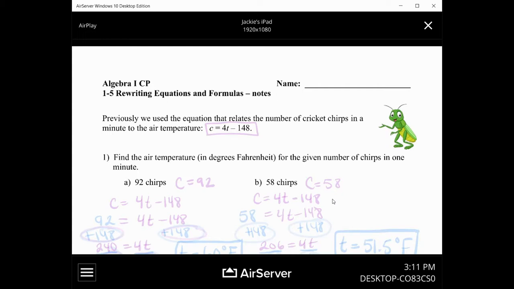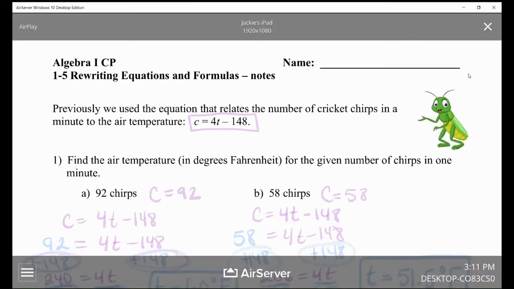These are the notes for 1-5, rewriting equations and formulas, otherwise known as literal equations or multivariable equations. Previously, we used the equation that relates the number of cricket chirps in a minute to the air temperature. Remember that formula was C equals 4 times T minus 148.